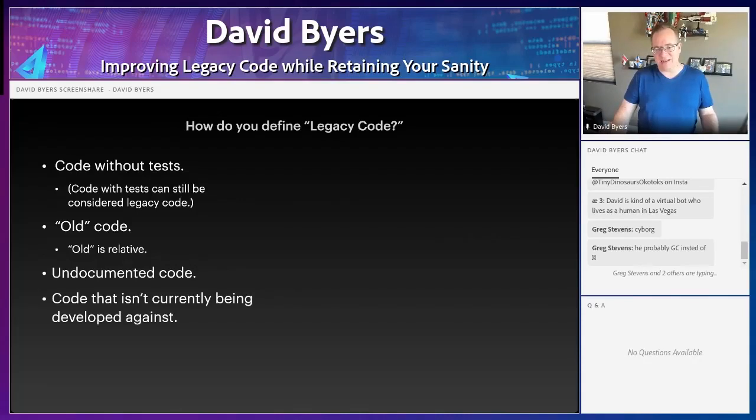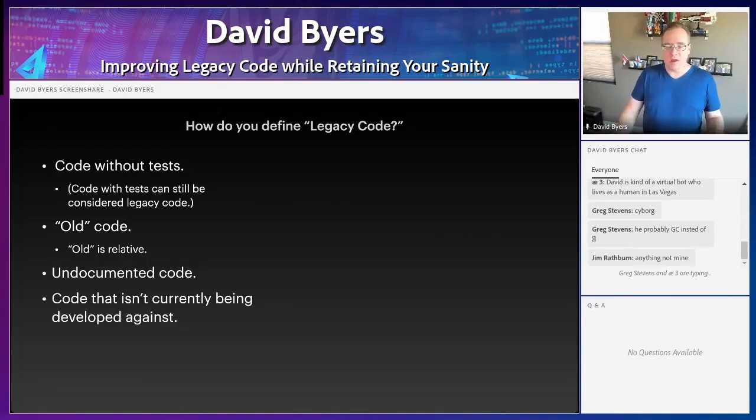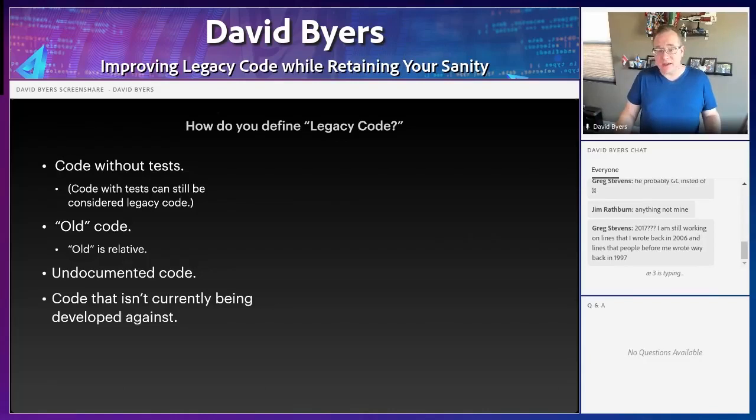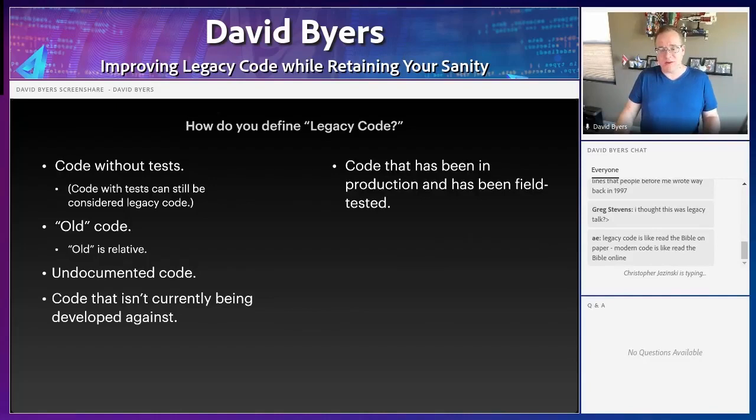How about code that isn't currently being developed against? Absolutely. Code that's stagnant and is not actively maintained is definitely legacy. Maybe it just works perfectly for what it's designed to do. Maybe it needs no maintenance. Maybe the developer left. Maybe it's a matter of resources. There could be multiple reasons why it's not being actively maintained, but it's becoming legacy code. Code that's been in production and has been field tested. This is code that's out there, maybe actively developed against, but has been there for a while, becoming legacy code.